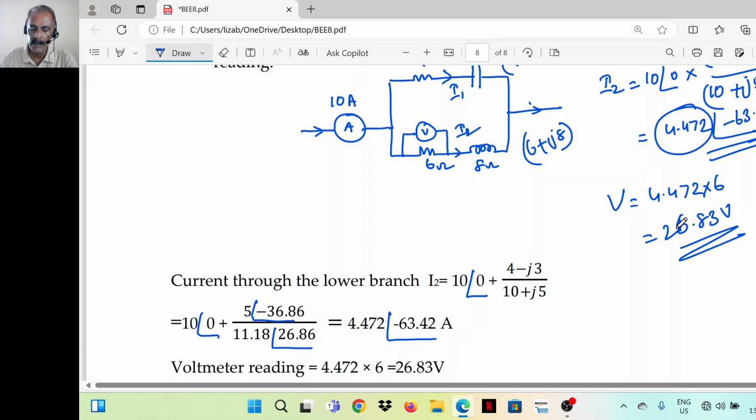So the total current is given. To find the voltmeter reading, we have to find the current through the lower branch, that is I2. The magnitude of I2 into 6 will be the voltmeter reading. So we found I2 into 6, that is the voltage across the 6 ohm resistor, 26.83 volt. That is the voltmeter reading.